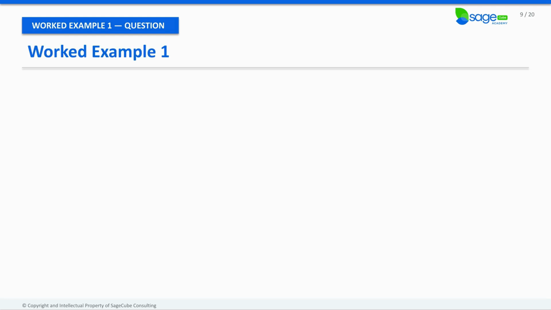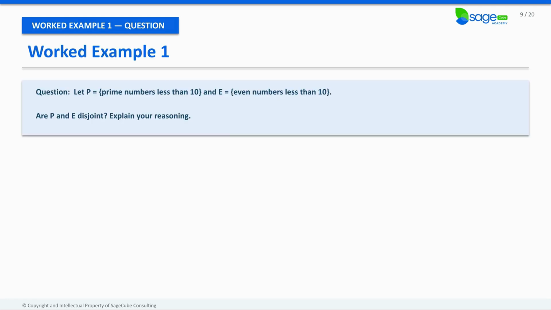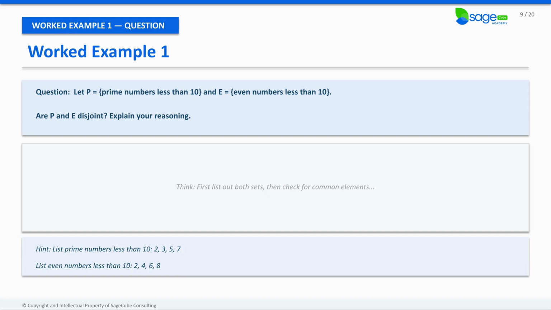All right, let's apply both concepts in a worked example. This one has a nice twist. P equals prime numbers less than 10, and E equals even numbers less than 10. Are P and E disjoint? So we are going to list our what? Prime numbers less than 10. So set P, prime numbers less than 10.